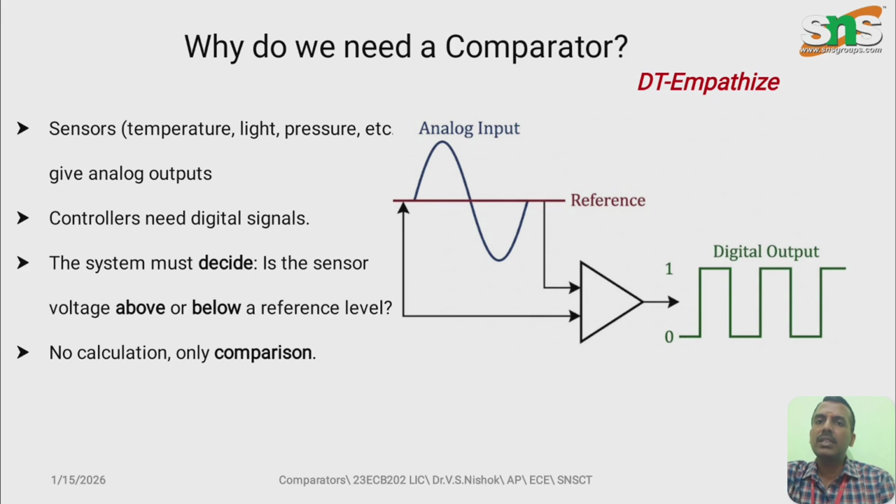Generally, while measuring physical quantities like temperature, humidity, pressure, etc., sensors are used and they obtain the signals as analog signals. And the controller needs the digital signal for processing. So here the system needs to decide whether the obtained analog signal is below or above the given reference level. There is no calculation, only the comparison between the input signal and the reference signal is needed.